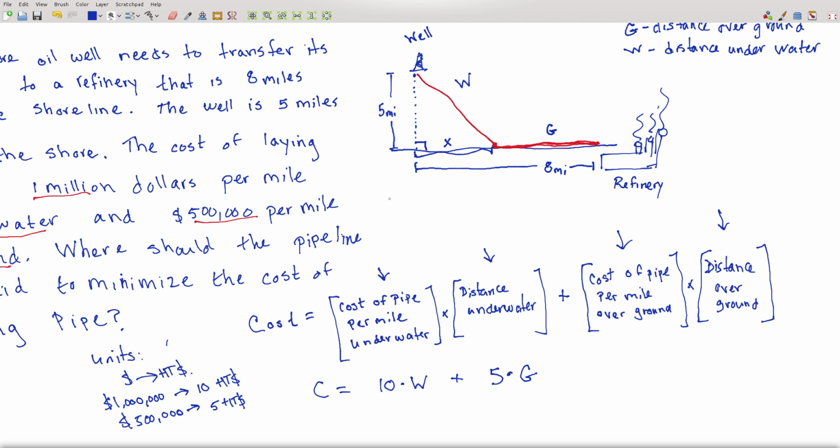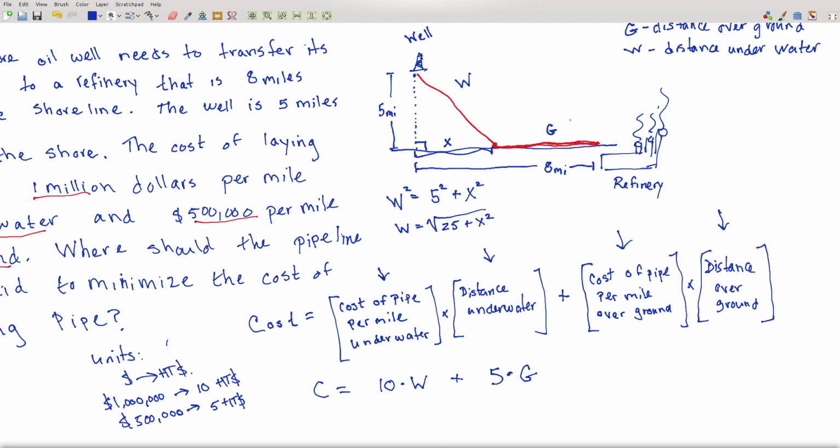So using the Pythagorean theorem, W squared is equal to 5 squared plus x squared, right? And what that means is that W is equal to the square root of 25 plus x squared. So that's pretty good. Now I don't need to use this W anymore. I can now use x, but if I'm going to use x instead, I better figure out what g is in terms of x.